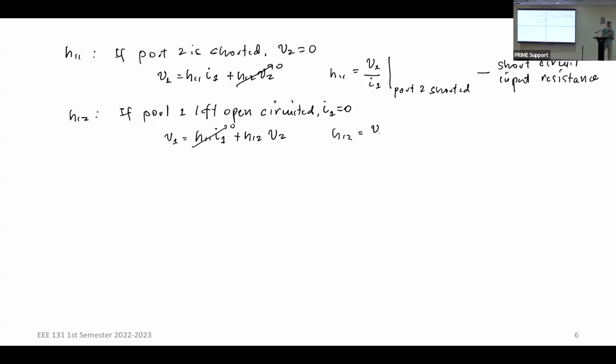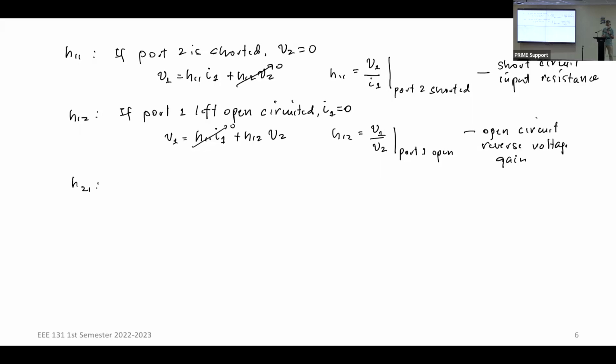This is V1 over V2, no? This is port 1 open. And you call this your open circuit reverse voltage gain. Reverse voltage gain because it's the gain of your input over the output, no? Kasi usually ang gain, pag sinabi natin gain, it's output over input. Pero in this case, it's over the output. Okay.